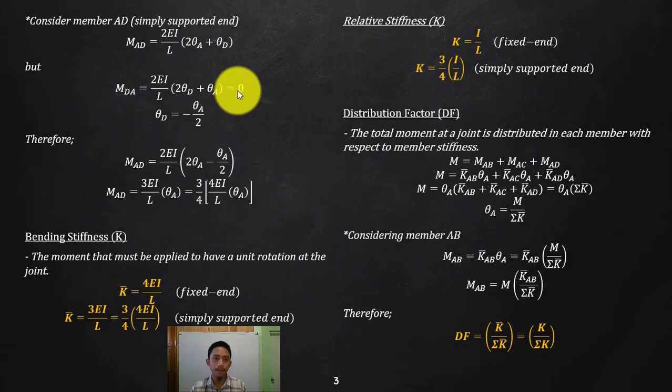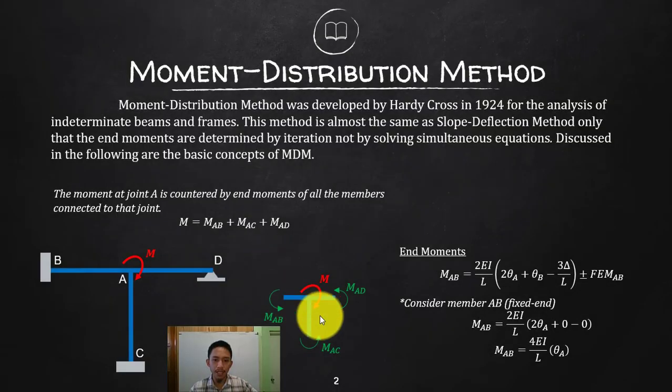If I equate that to 0, the 2EI over L will cancel. Since that is 0, you can cross multiply and you are left with 2 theta D plus theta A. Transpose theta A to the other side and divide by 2, and you will have the value of theta D. Substitute it back into our MAD and you will have that in terms of theta A. Simplify, and your MAD will become 3EI over L theta A. That is what will be carried by AD, since that is simply supported at the other end.